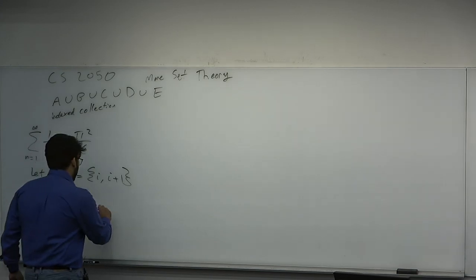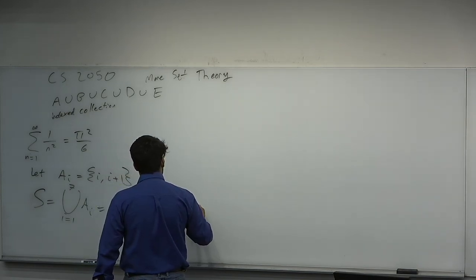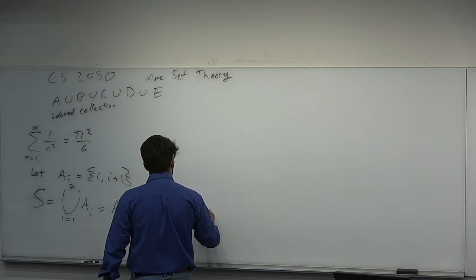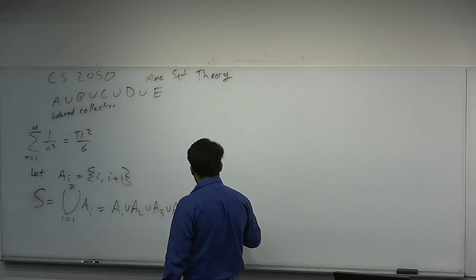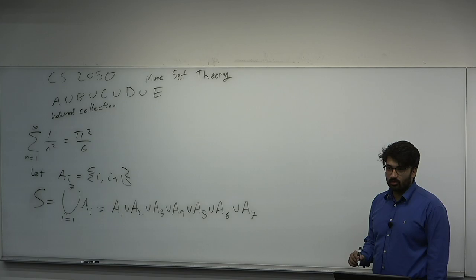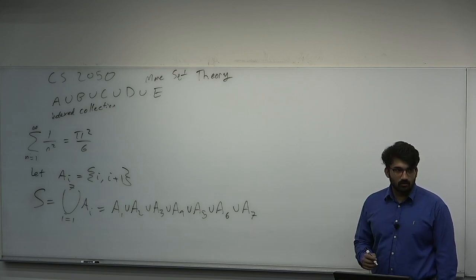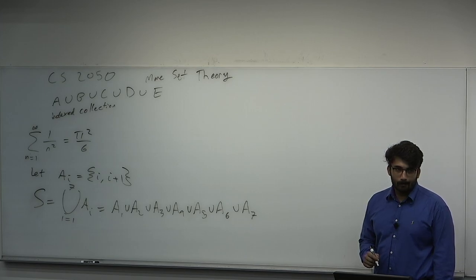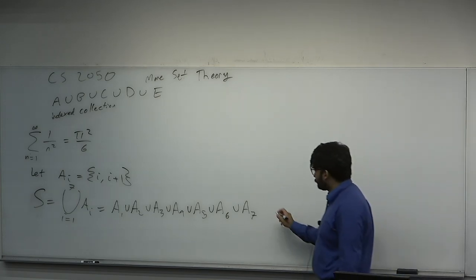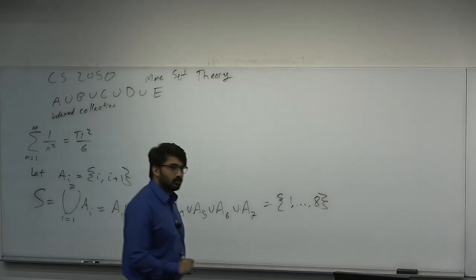If we were to write this specific union out, this would be A1 union A2 union A3 union A4 union A5, I'm already tired, union A6 union A7. Now, I don't want to write that out. That's like a lot of writing, so that's why it's useful to compactify things using this nice big capital U. What is this set equal to? One to eight. Yeah. It's only 8 elements, 1 to 8.